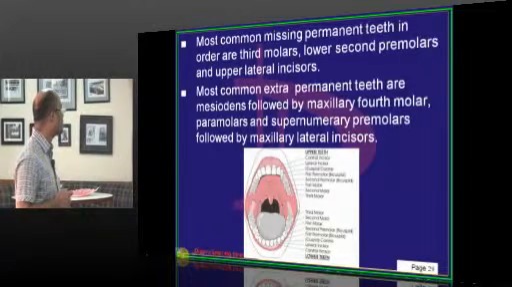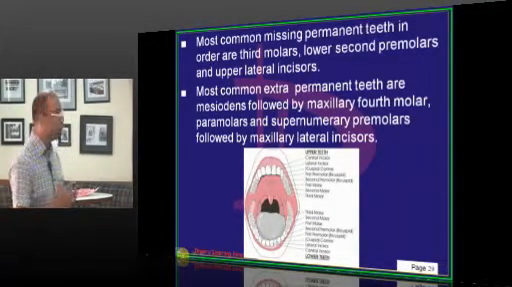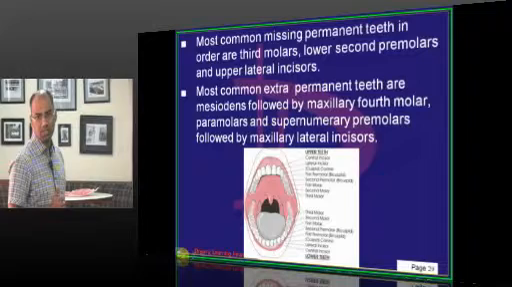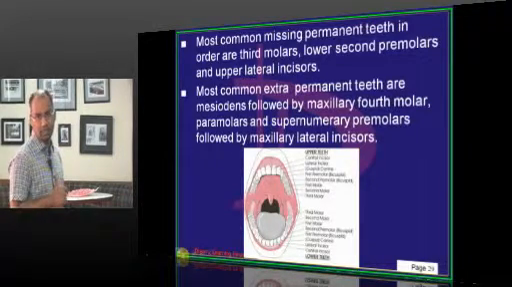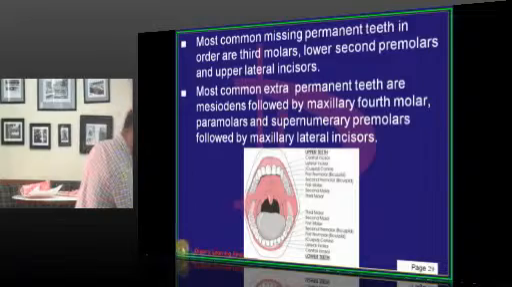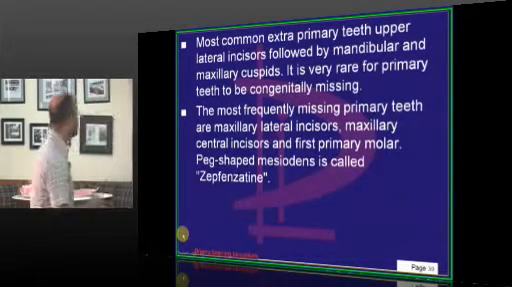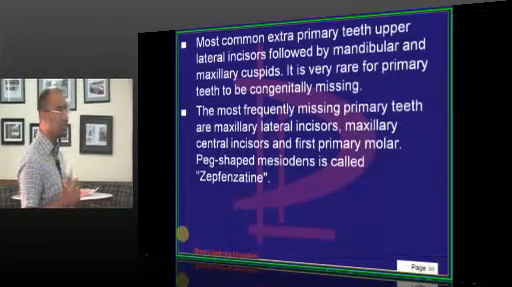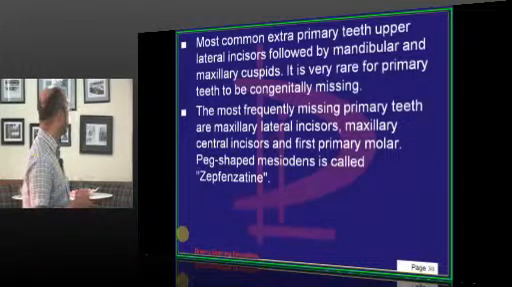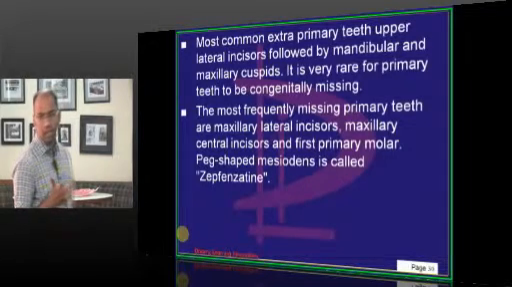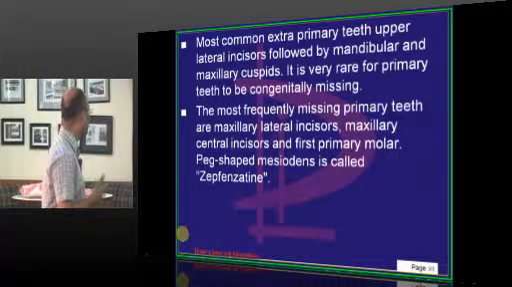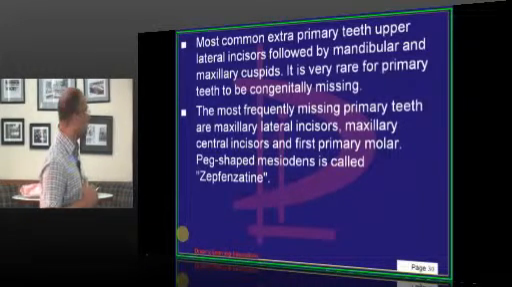The most common extra permanent teeth are your mesiodens, then your paramolar or fourth molar, and then your supernumerary premolars. The most common is mesiodens. The most common extra primary teeth are upper lateral incisors. Upper lateral incisors you can see as supplemental teeth, extra primary teeth, followed by lower and upper cuspids. It is very rare to see congenitally missing primary teeth, and the most frequently missing primary teeth are upper lateral incisors.